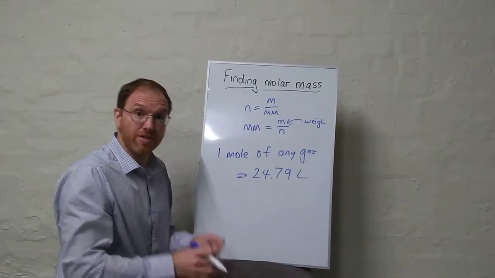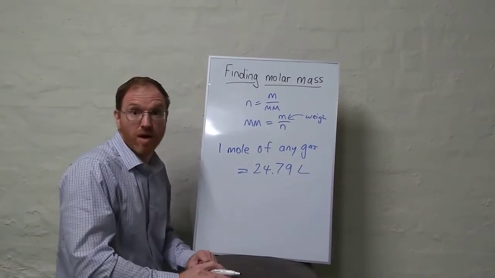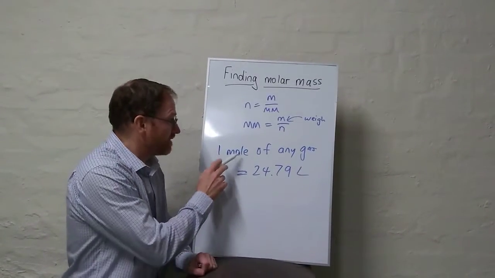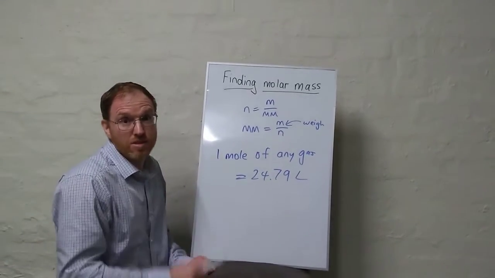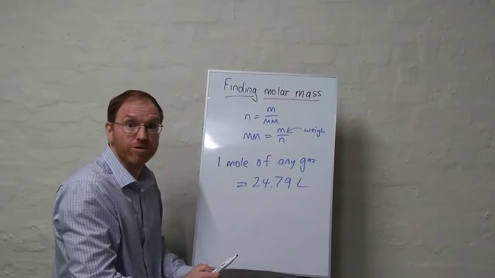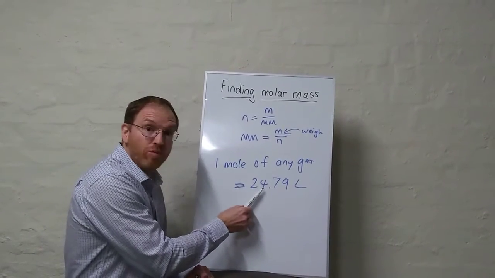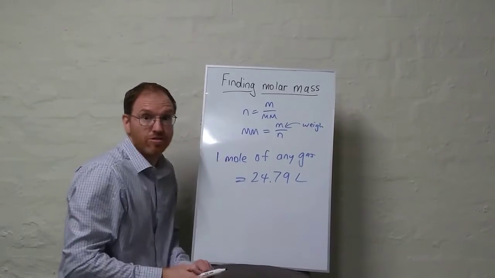That's amazing. You would think that if the particles are bigger, then the volume of that gas might be bigger for 1 mole. But it turns out that if you've got the same number of particles, like 1 mole of any gas, the volume is the same. So that allows us to work out the number of moles. If we have a gas and we know the volume, we can work out how many moles we've got. So let's do the investigation.